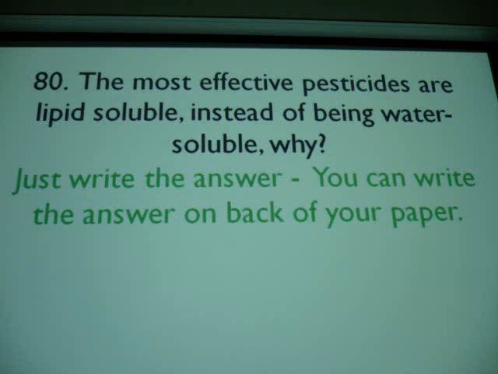Why are the most effective pesticides lipid soluble? Because they can get through the cell membrane. If you want to kill a bug, but you can't get into the cell, how effective will you be? No. So if I want to kill the bug, I must get into the cell. So I'm going to make my pesticide lipid soluble. It then goes through the cell membrane, and I kill the bug or the germ.